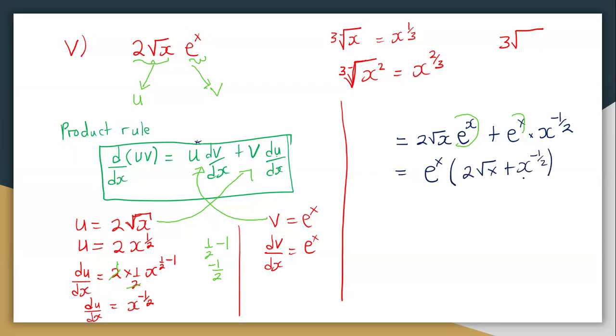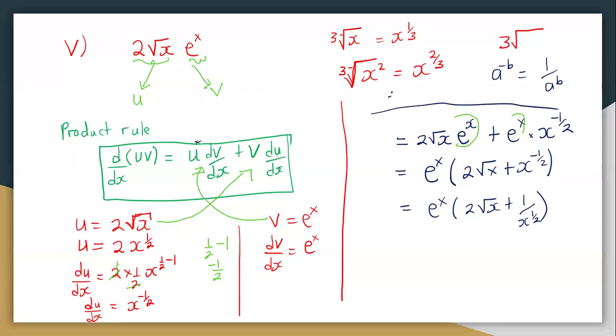to the power negative a half. But you remember very well from our indices that whenever I have a to the power negative b, it is the same thing as having 1 over a to the power b. So here I can write e^x into 2 root of x plus 1 over x to the power a half. But still, from your indices, whenever you have x to the power a half, this is the same as having root of x. So here I'll have e^x into 2 root of x plus 1 over root of x.